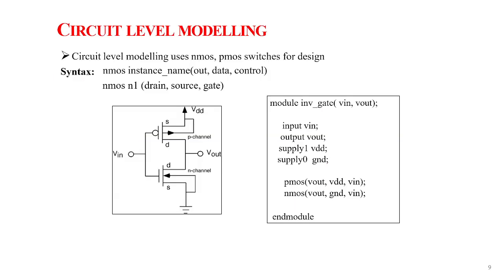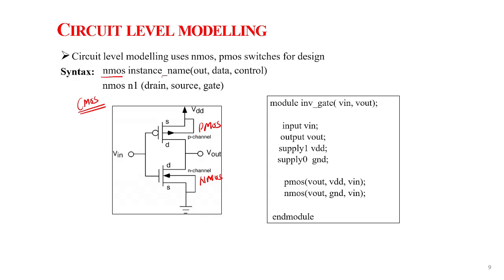Now if you take circuit level modeling, we already saw the CMOS circuit, no? In a CMOS circuit you have the pull-up network as PMOS and the pull-down network as NMOS. This is a 4-terminal device, and the body is connected to the source. So this is the syntax.